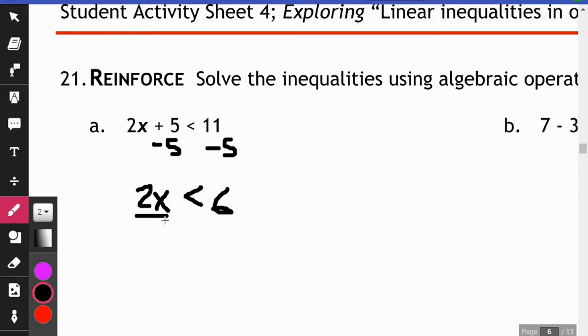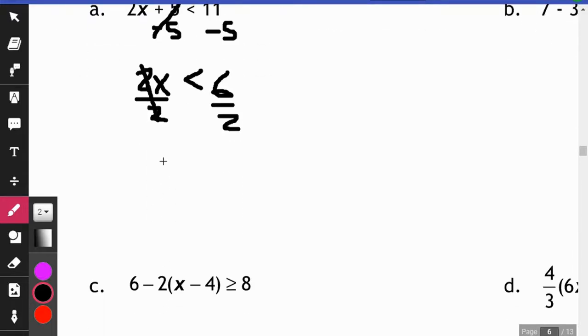I'm going to get rid of the 2 by dividing. The way I know what to do, I do the opposite of what's happening to x. X is being added to 5 and is being multiplied by 2. We learned inverse operations. So if I want to get rid of a plus, I have a minus. I subtract 5 and it cancels out. If I want to get rid of multiplication, I divide by 2 and it cancels out. That's the trick. You just do the opposite of what's happening to x. And eventually, nothing's left but the x.